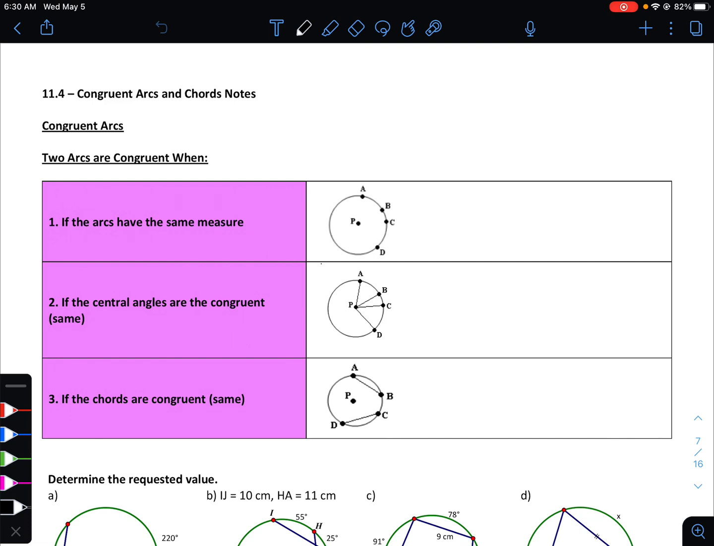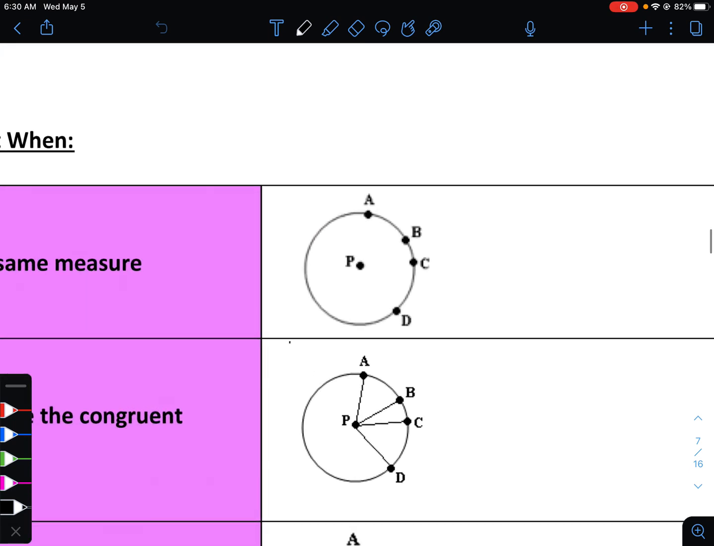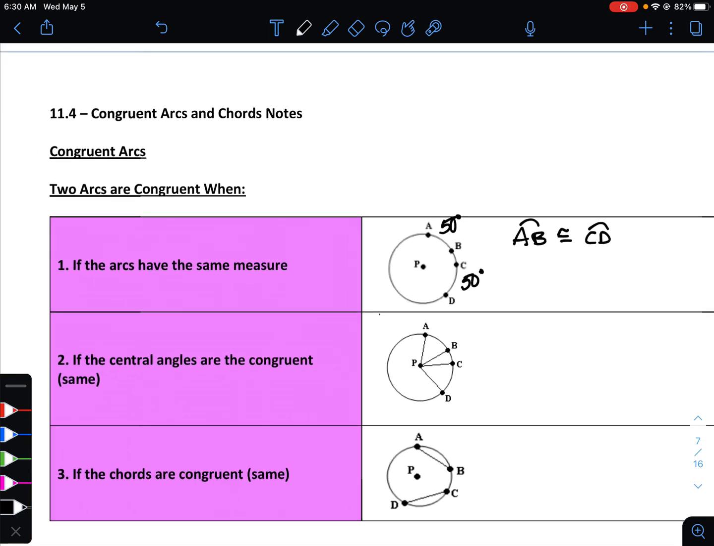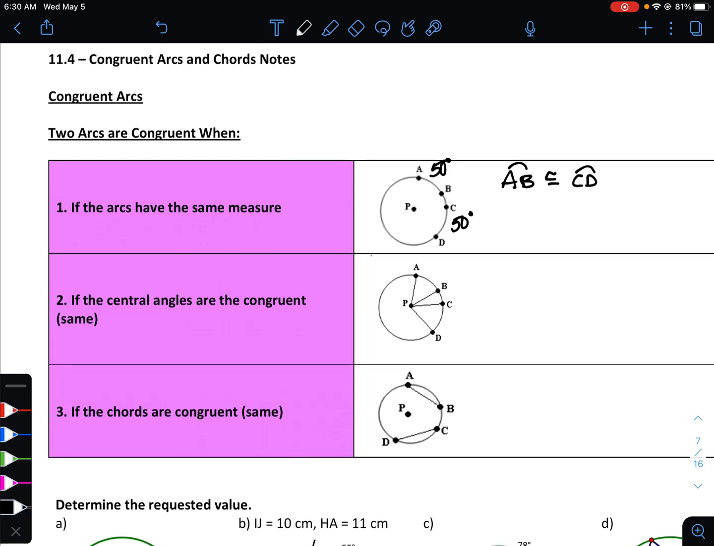So first of all, we say that two arcs are congruent when, number one, the arcs have the same measure. So the arcs have to be the exact same measure in order to be considered congruent. In other words, looking at this circle with center P, if the measure of arc AB was, let's say, 50 degrees, and the measure of arc CD was 50 degrees, then we would say that arc AB is congruent to arc CD. Okay, so that's one way we can say arcs are congruent.